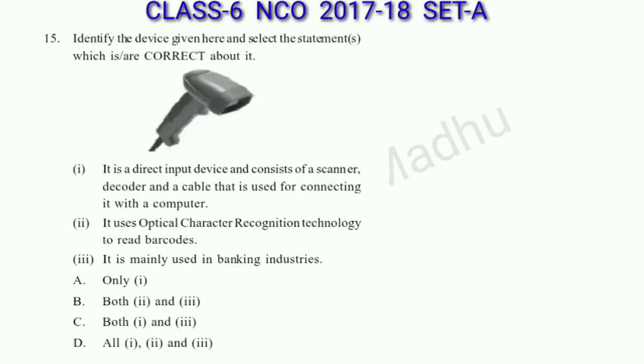Now question number 15. Identify the device given here and select the statement which is or are correct about it. The picture is of a barcode reader. Statement I. It is a direct input device and consists of a scanner, decoder and a cable that is used for connecting it with a computer. This is the correct option.